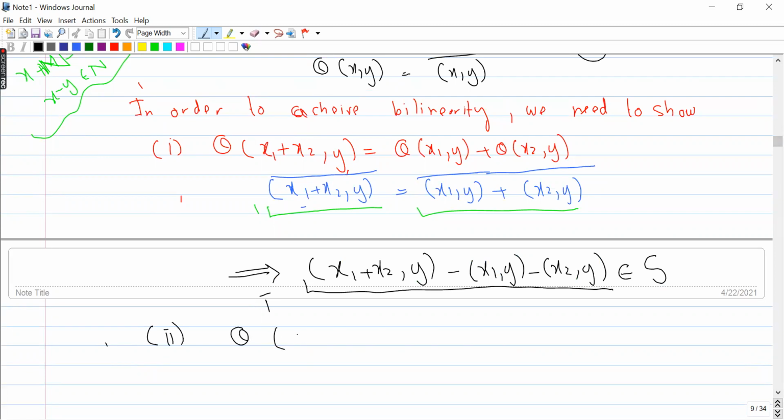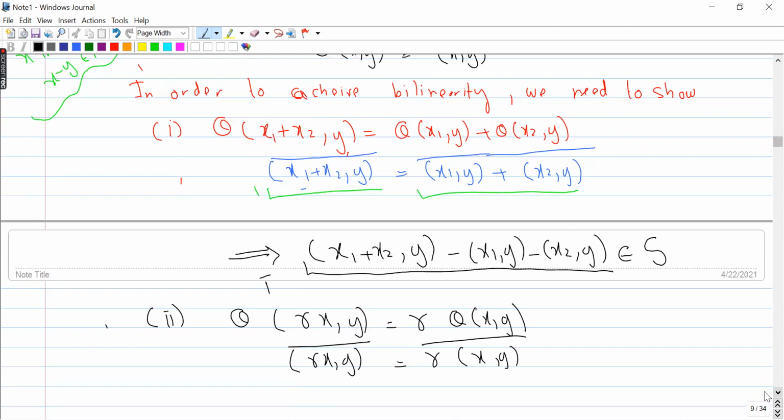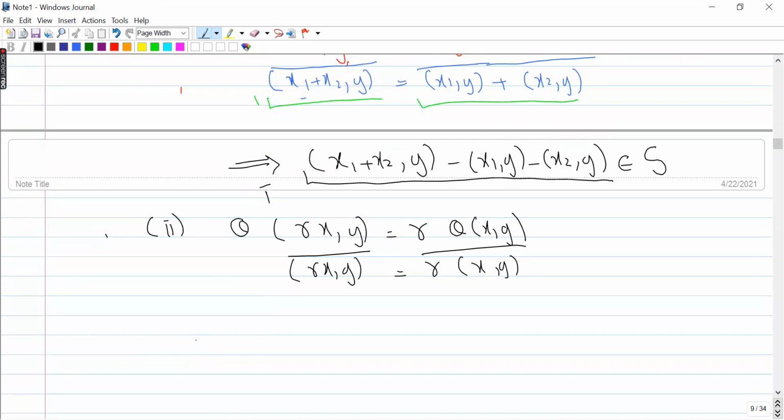For the second condition, what we need to show is that r comma xy is equal to theta of r. So actually in this case, the class of rx comma y is equal to r of x comma y bar. So in this case, we can see that rx comma y minus r into xy is an element in S.